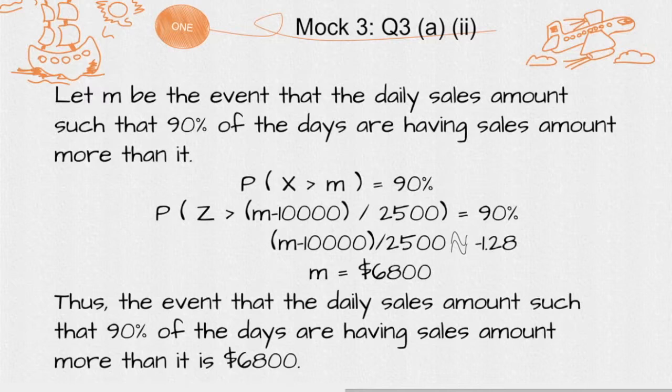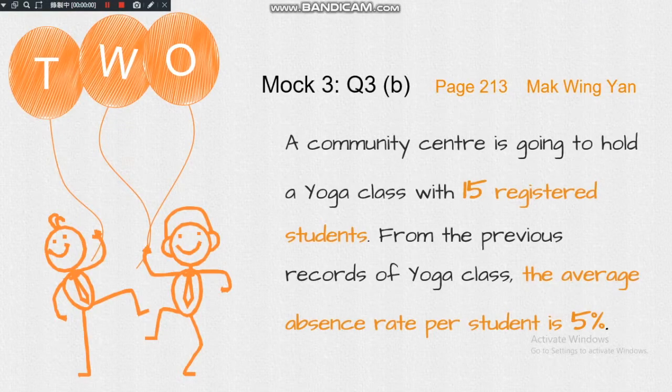Thus, the daily sales amount such that 90% of the days have sales amount more than it is 6,800. That's the end of this question. Thank you.